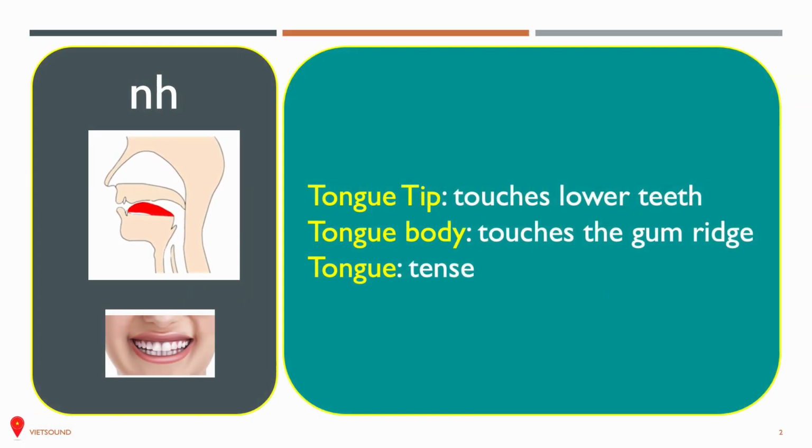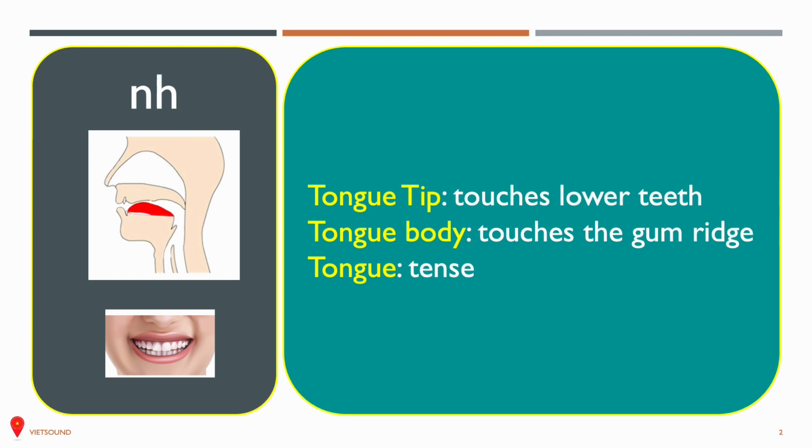So, to produce the ñ sound in Vietnamese, you have to do two things. First, let's talk about your mouth position. Your mouth should be opened horizontally, like you are smiling a little bit. And secondly, let's talk about the tongue position.